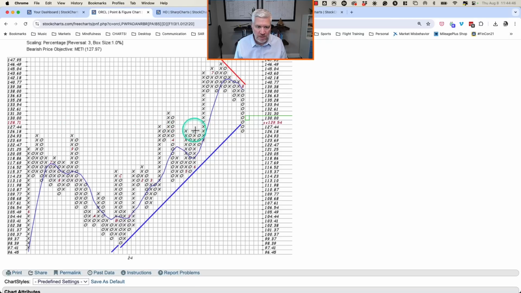So they have the same level, and then the third one makes a new high. A column of X's breaking higher than the previous column of X's is a buy signal. A column of O's going below the previous column of O's is a sell signal.